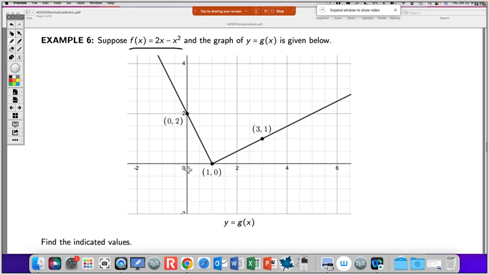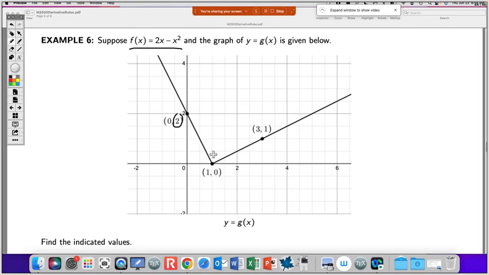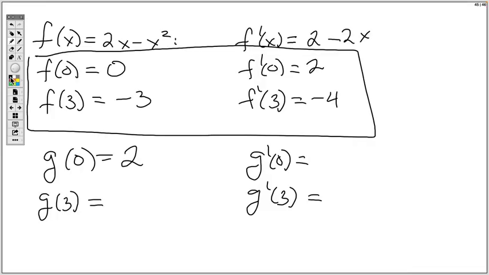So let's look at the graph. G of 0 is the y value, which is what? 2. G prime of 0 would be the slope. So let's check this out. What's the slope of this line? I go over how far, and then down how far? I go over what? 1 unit, and then I go down how many? 2. So that means that the derivative at 0, the slope at 0 is what? Oops, negative 2. Everyone cool with that?